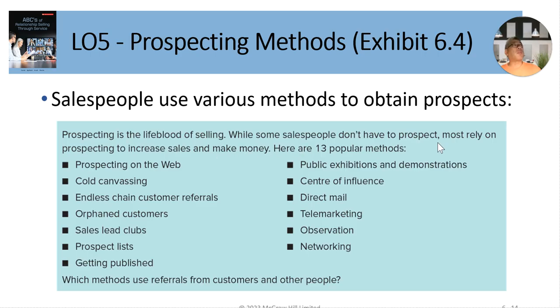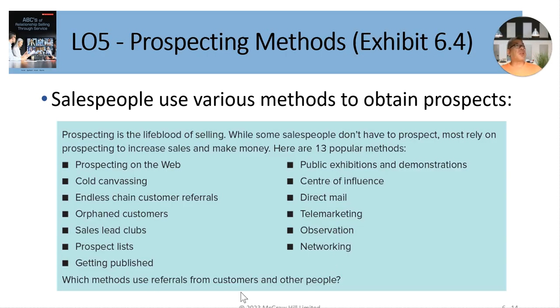While salespeople don't have the prospect, most rely on prospecting to get sales and make money. Here are 13 popular methods: prospecting on the web, cold canvassing, endless chain customer referrals, orphan customers, sales lead clubs, prospect lists, getting published, public exhibition and demonstration, center of influence, direct mail, telemarketing, observation, networking.